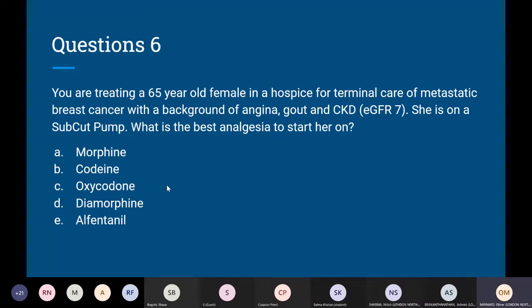So question 6, you're treating a 65-year-old female in a hospice for terminal care of metastatic breast cancer with a background of angina, gout, and CKD with an eGFR of 7. She's on a subcut pump. What is the best analgesia to start her on?